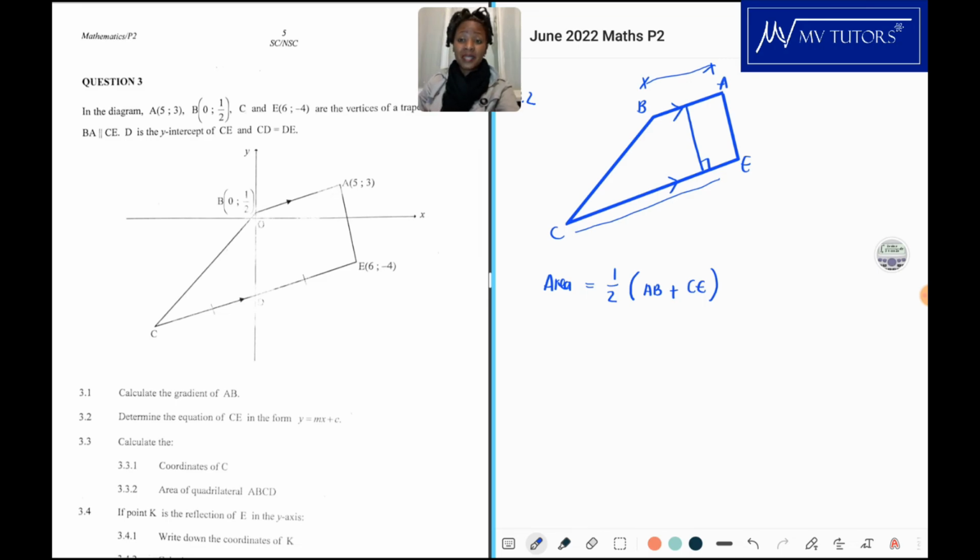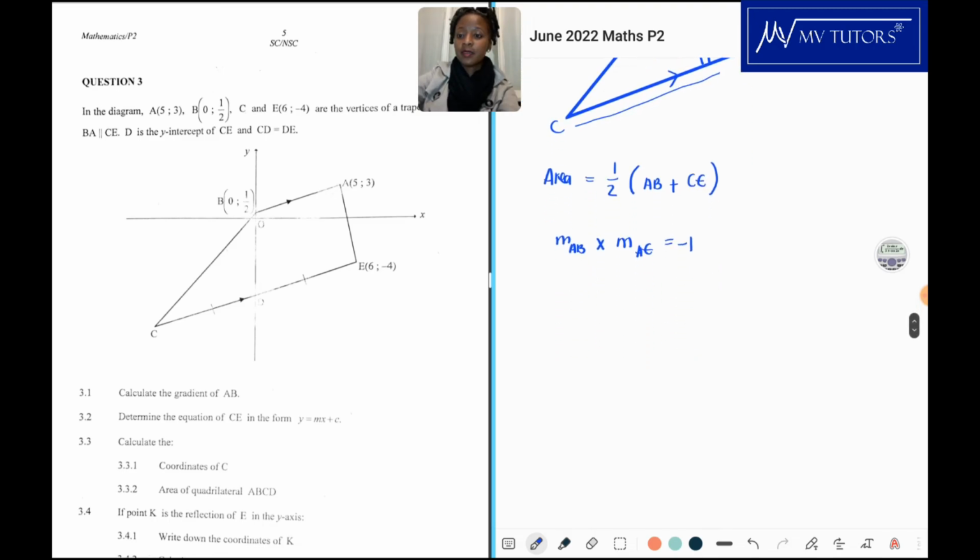We know that AB has a gradient of a half. So if I take the gradient of AB and multiply it by the gradient of AE, I should get -1. I know the gradient of AB is a half. I don't know the gradient of AE, but I am hoping that it is -2, because a half times -2 will give me -1. So let's check first if the gradient of AE is actually -2, because I can see it's quite a steep gradient.